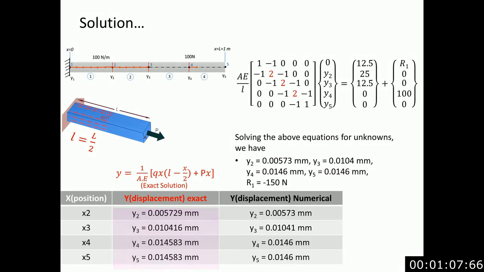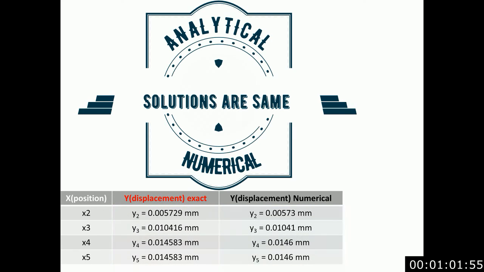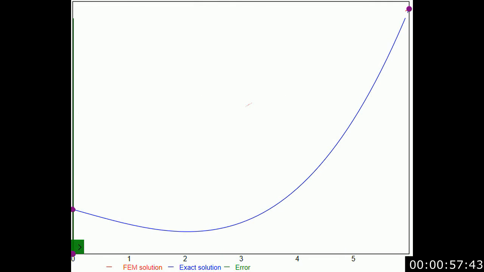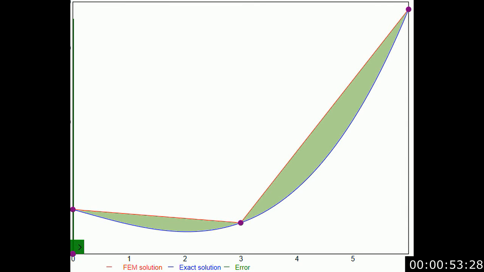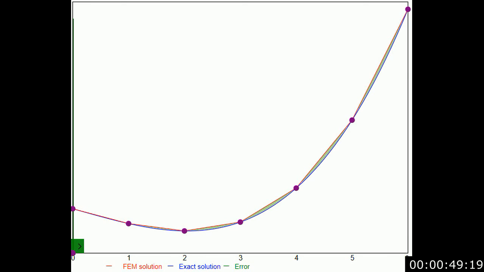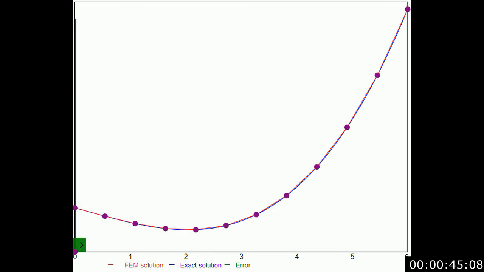In comparison, the exact solution and the FEM based solution for our problem are observed to be equal at nodal points. If we plot the exact solution and the approximate solution, we observe that the more the number of elements, the lesser will be the error and the better will be the approximation. But better approximation comes with a price, a greater computational time.